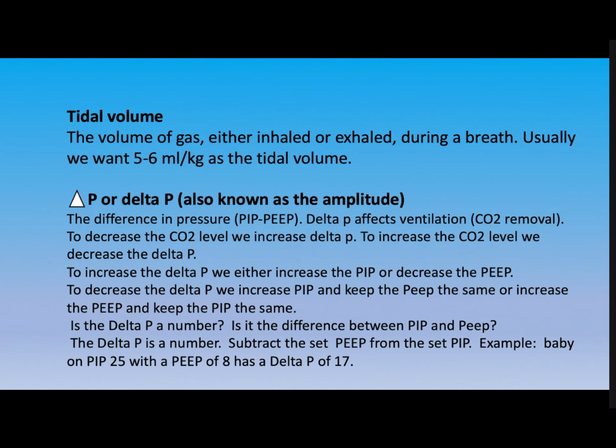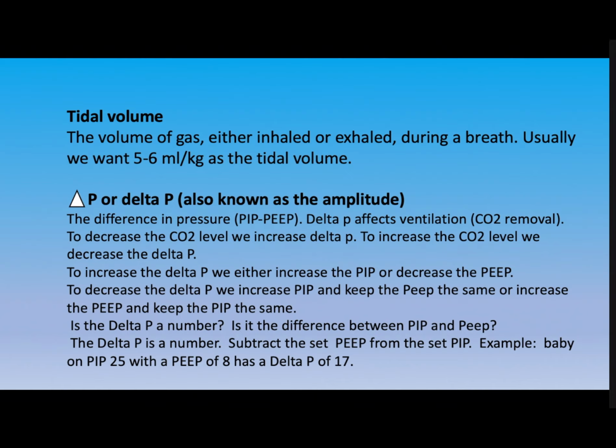So to decrease the CO2 level in the body, we have to increase the delta P. In order to increase the delta P, we have to either increase the PIP or lower the PEEP. Anything that will change that range between the PIP and the PEEP will increase CO2 removal. If the CO2 level is too low and we need to increase it, then we just have to decrease the delta P by either lowering our PIP or by increasing our PEEP.